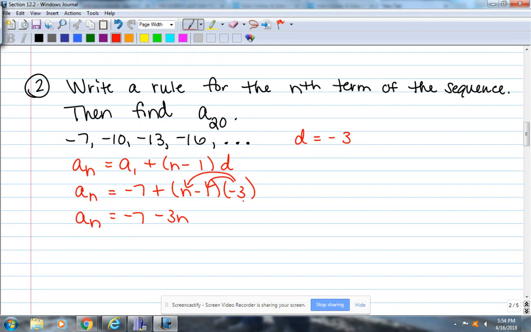Well, what's a negative times a negative? Plus 3. So then I have my like terms, -7 plus 3. And what is that? -4. So my rule is, whatever the nth term, I can get it by saying -3 times n minus 4. This is my rule.